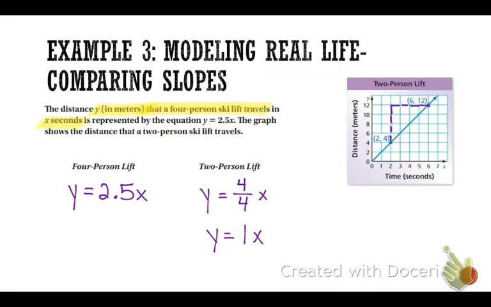All right, so what if I plugged in 1 for x? X is seconds, right? So how far does the 2-person ski lift travel? 1 meter per second. That's what the rate is telling me. How fast does the 4-person ski lift travel? 2.5 meters per second. So which one is faster? The 4-person. So what we're learning in this example is how to compare our rate.